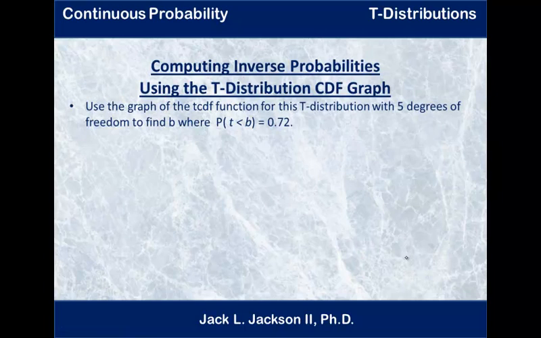Now, how about inverse probabilities? So use the graph of the TCDF function for this particular t-distribution with 5 degrees of freedom to find b, where the probability that t is less than b is 0.72. In other words, notice we have the cumulative probability, and we want to find the corresponding t value or x value.